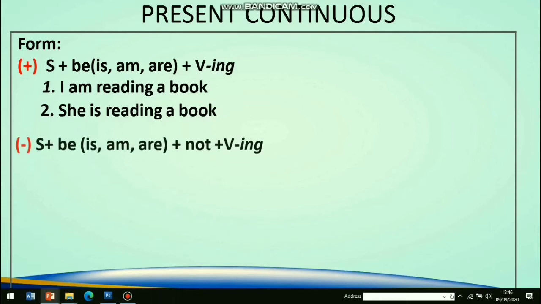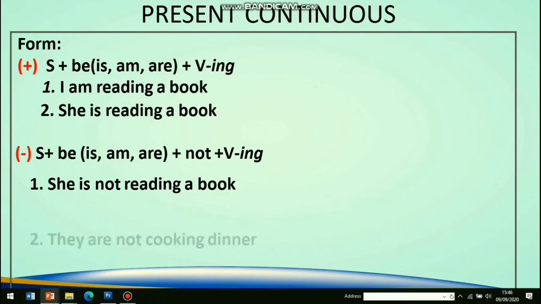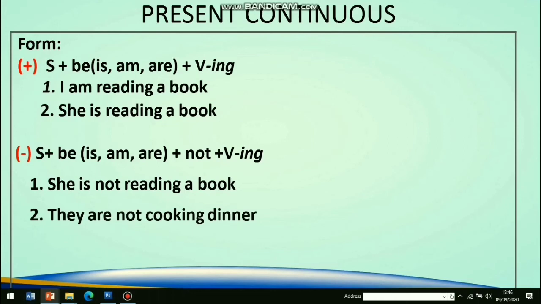Next, the negative form for the present continuous. Subject plus be (is, am, are) plus not plus verb-ing. For example, she is not reading a book. Don't forget, put not after be. She is not reading a book. The second one, they are not cooking dinner.